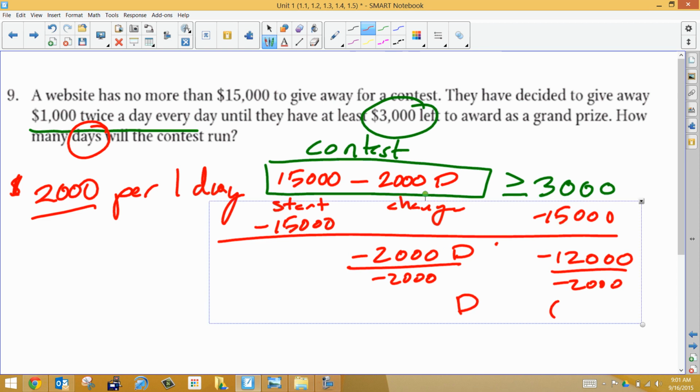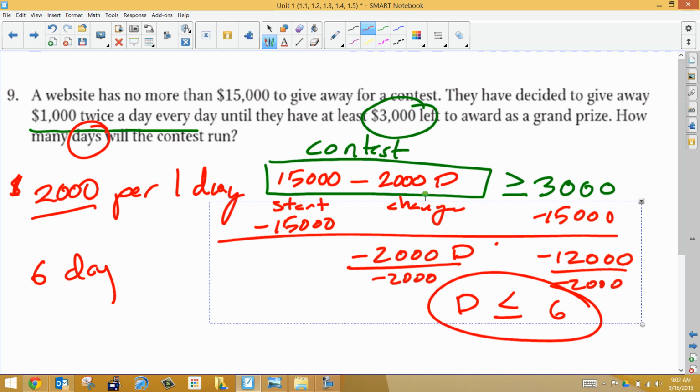And we have 6. Now I look at my work. Notice I did not write an inequality. I look at my work as a whole and say, did I divide and multiply by a negative? I did. So we're going to switch our sign. So what is the context of this answer? You have 6 days or less to make this contest work.